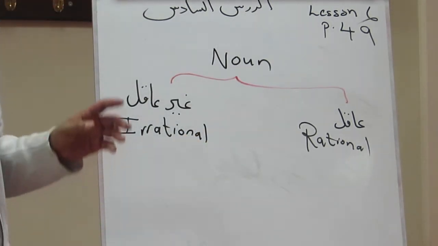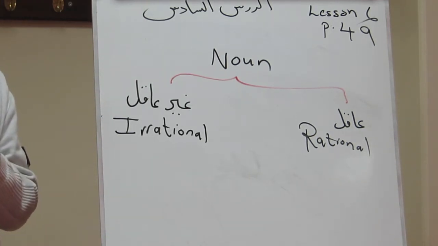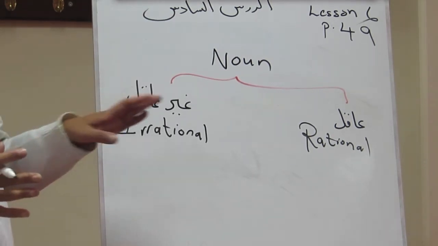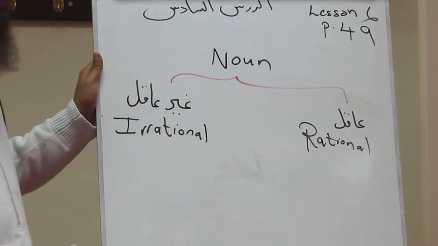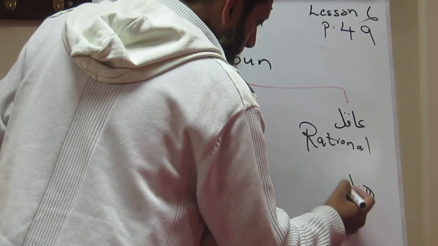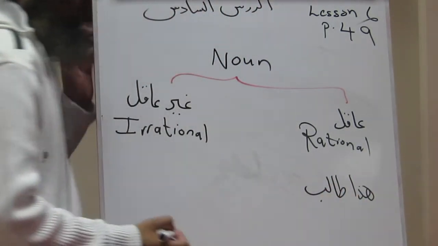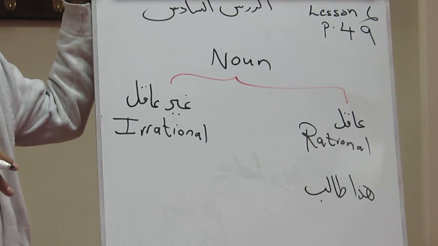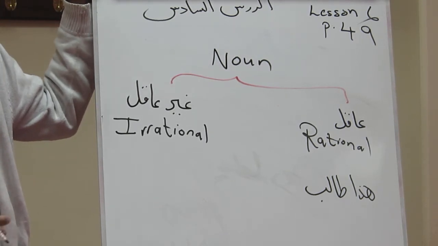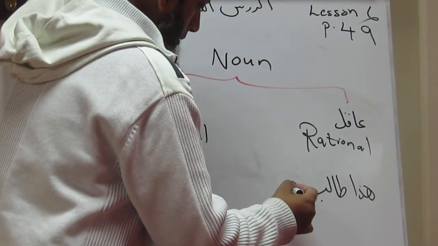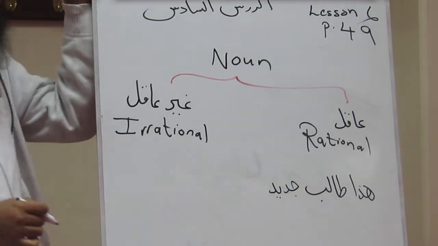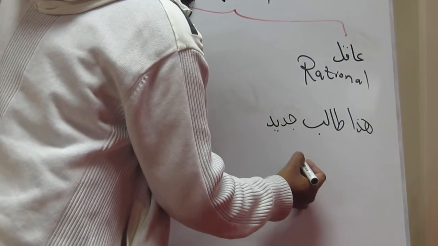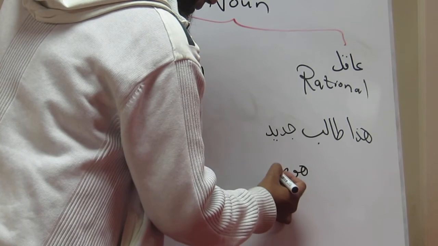So now what we want to do is understand the difference between a noun that is aqil and ghair aqil when they are in plural form. Because when it's singular, take for example, هذا طالب. Okay, you know what's the meaning of هذا طالب? This is a student. If I want to say to you this is a new student, then I would say هذا طالب جديد. Okay. He is small. What do I say? هذا طالب صغير. هو صغير.